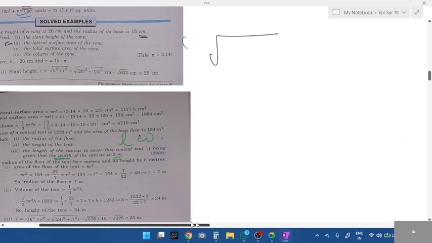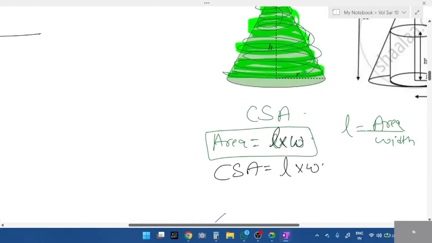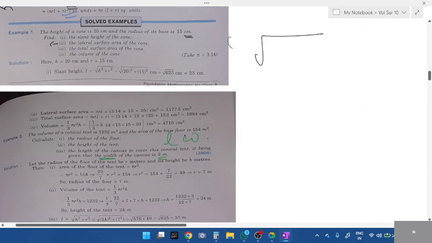I will make a note. Can you respond, students? Curved surface area is equal to what? Length into width. Okay. What is the actual thing they've asked us to find here? Find what? The length of the canvas. Fine. What do you mean by length of canvas, students?